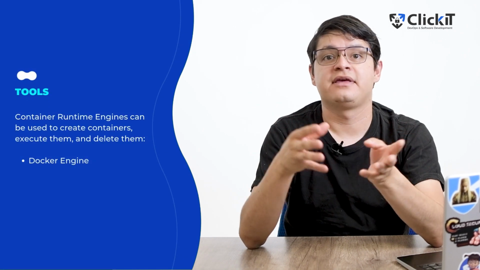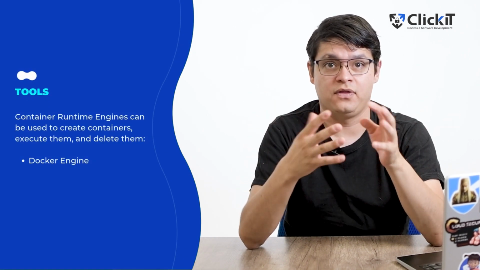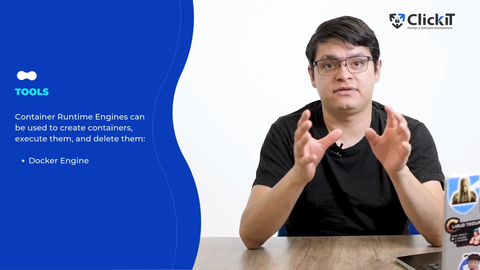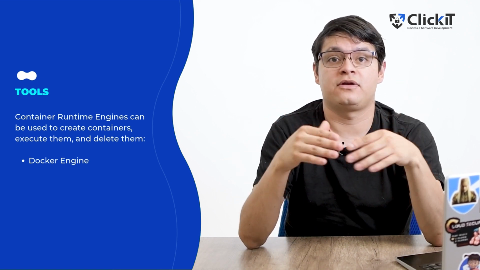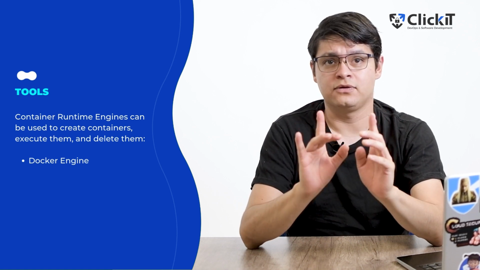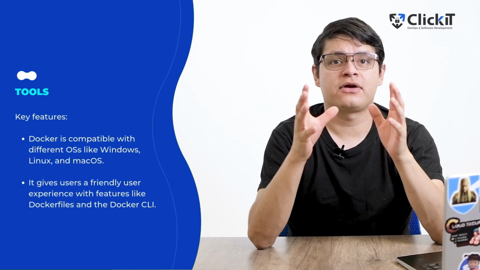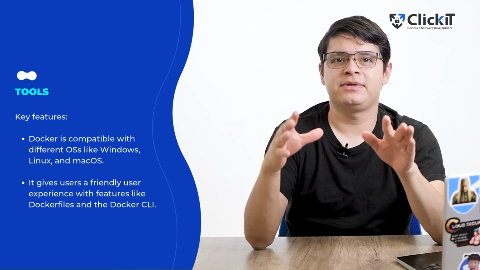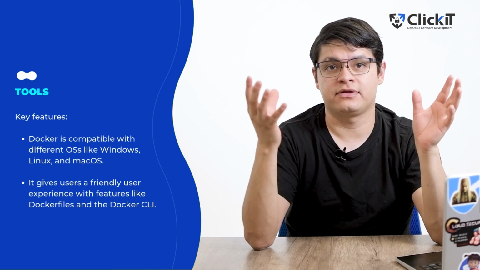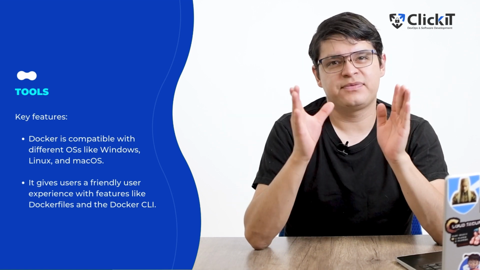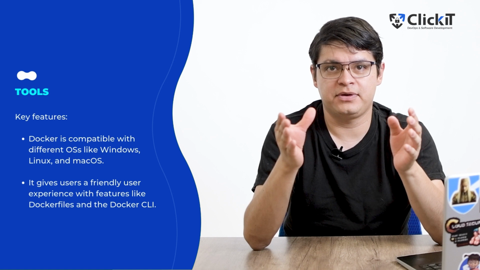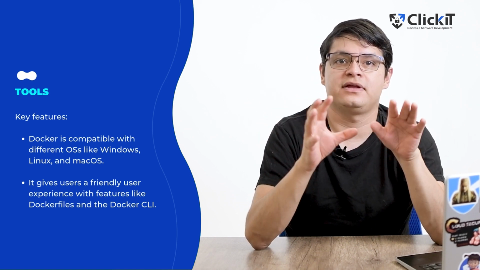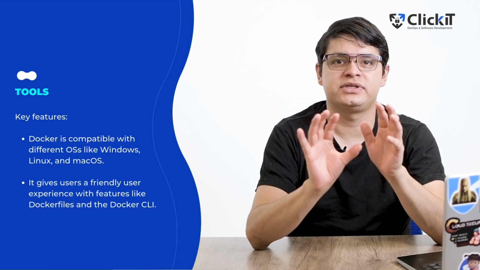Container runtime engines can be used to create containers, execute them, and delete them. The most popular option for container runtime engines is Docker Engine because it comes with a lot of features. Next, let's have a look at such key features. Docker is compatible with different OS like Windows, Linux, and macOS, giving it the versatility to help developers target different environments. It gives users a friendly experience with features like Dockerfiles to define container images and the Docker CLI to manage containers with intuitive commands.